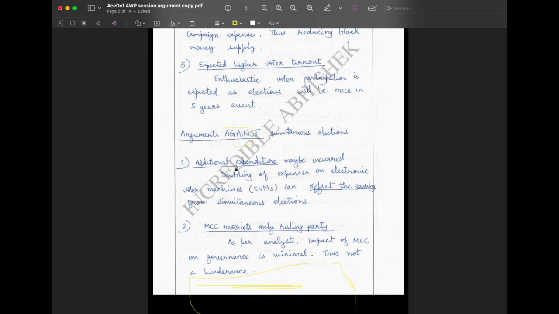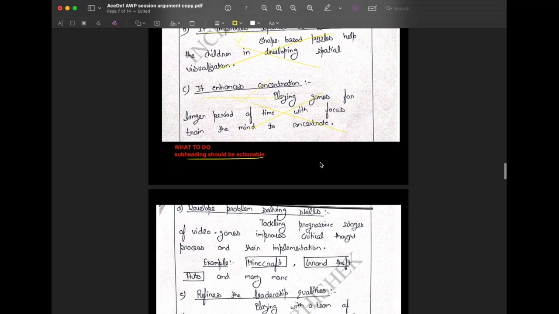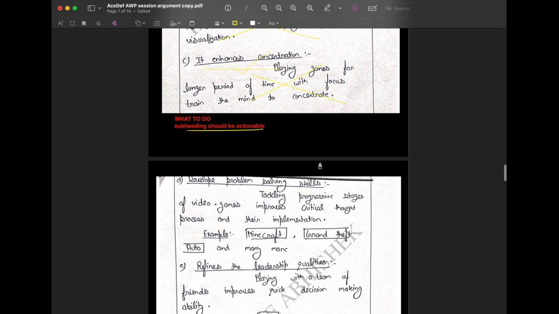ऐसे ही additional expenditure. अगर एक नया कैंडिडेट होता, he would have written expenditure increase or expenditure underline and then he will write his point. No, additional expenditure incurred, expected higher voter turnout. So you have to write which is actionable, यानी आपका पॉइंट अपने आप में दिखना चाहिए. इट इज़ काफ़ी.